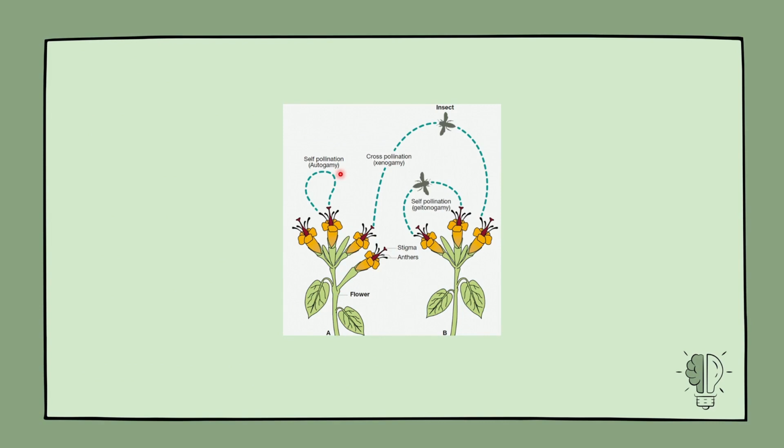Now let's recap the three types of pollination. The first one is autogamy, which is self-pollination. In this, the pollen is transferred from the anther to the stigma of the same flower. The second one is geitonogamy, which is also self-pollination. In this, the pollen is transferred from the anther to the stigma of another flower of the same plant. And the third one is xenogamy or cross-pollination. In this, the pollen is transferred from the anther to the stigma of a different plant.